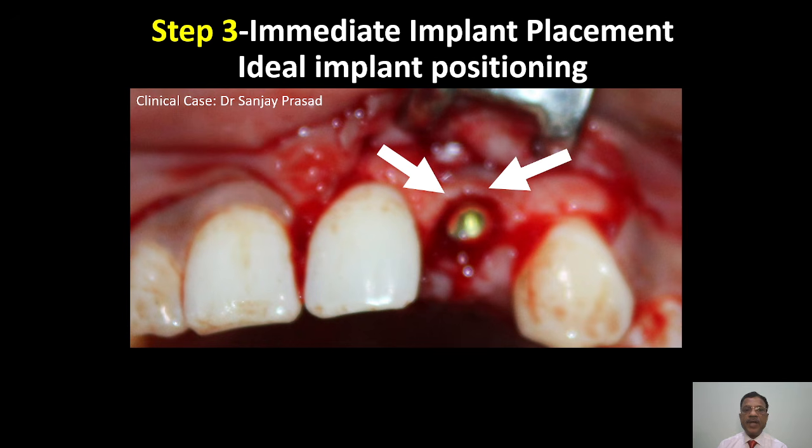In step 3, immediate placement of implant is done to preserve the hard tissue architecture as well as to preserve soft tissue. This will ensure that minimum ridge alteration occurs during the healing phase.